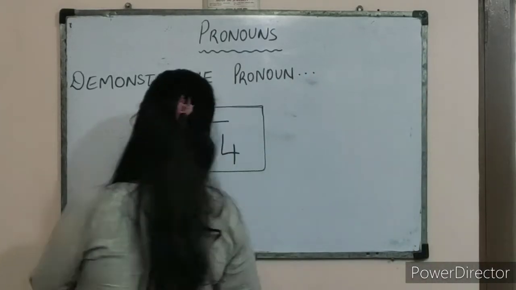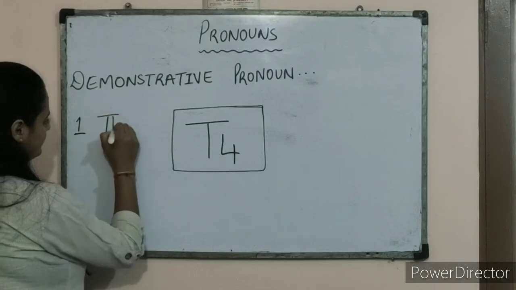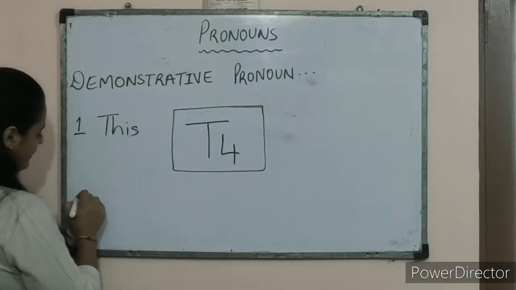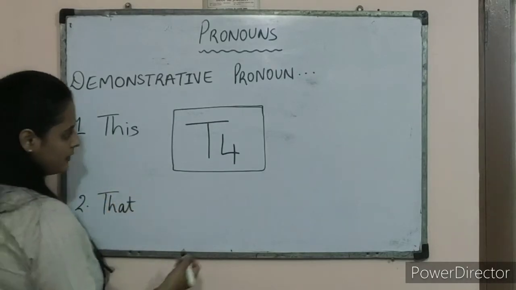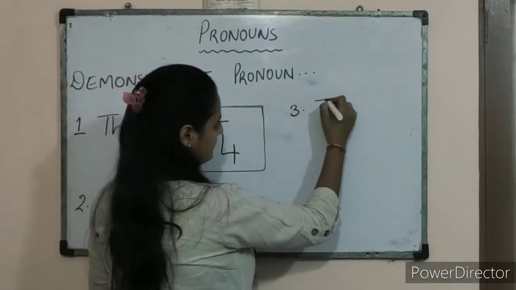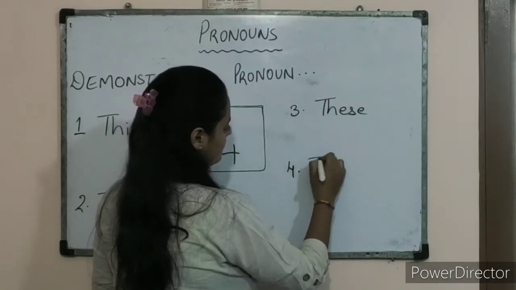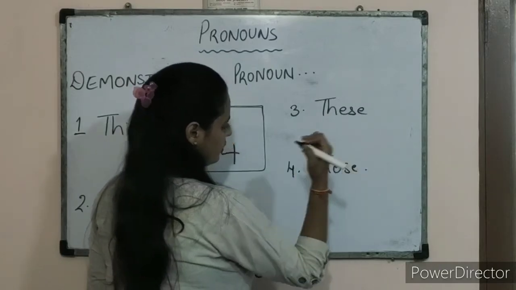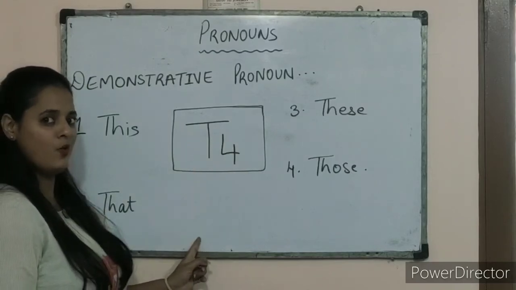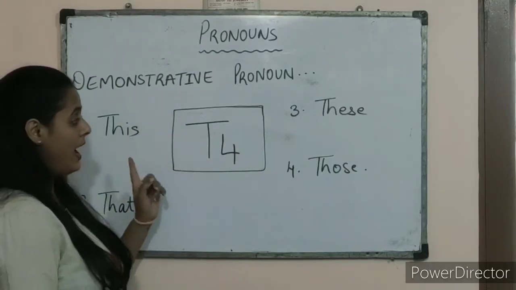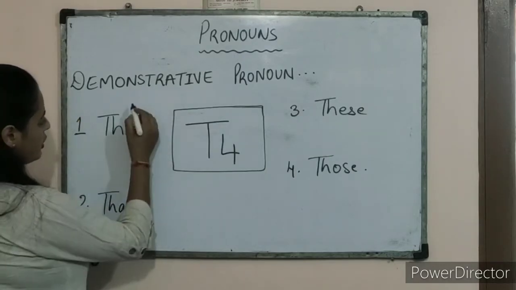Now here you can see T4. I have written T4. So the first T is this, right? The second T is that. The third T is these. And the fourth T is those. See, now it is very easy for you to understand what is demonstrative pronoun and what exactly these T4 stand for.